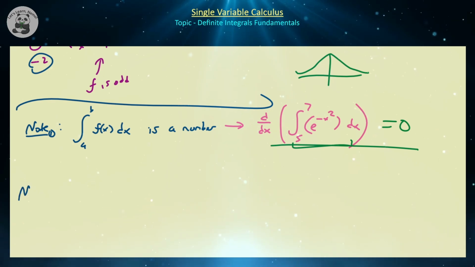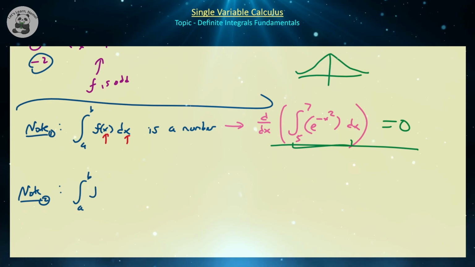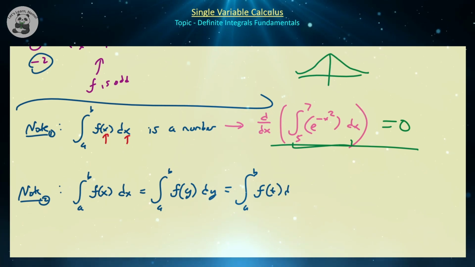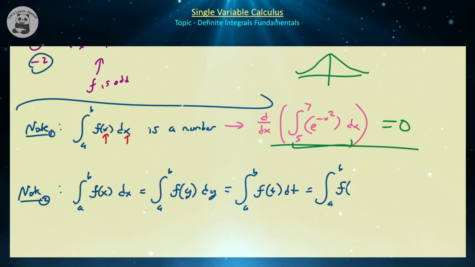Another little note I want to mention is that since it is a number, it doesn't really matter what variable we put here, as long as we're consistent about it. So if we have the integral from a to b of f of x dx, you can use other variables too. For example, the integral from a to b of f of y dy. You can use the integral from a to b of f of t dt. You can use the integral from a to b of f of u du.